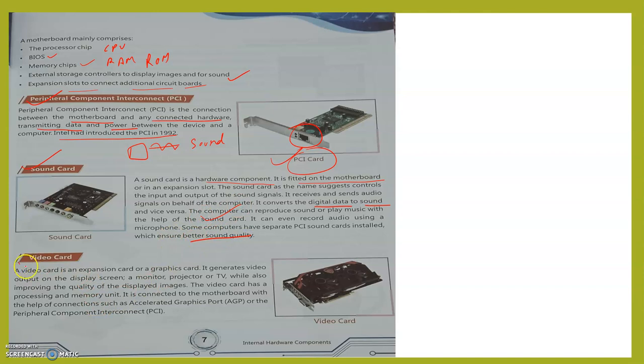Now coming to the next, this is your sound card. Now coming to the video card. A video card is an expansion card, also known as a graphics card. The video card has a processing unit and a memory unit, and it is sometimes known as the GPU, graphics processing unit. It is used for high definition graphics; if you want to run them on your computer system, there is a need for a video card. It generates a video output on display screens, monitors, projectors and TVs, improving the quality of the displayed images.